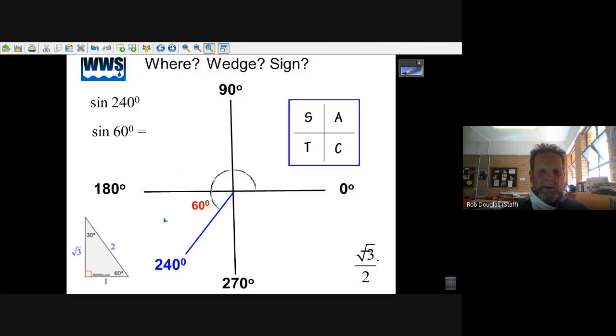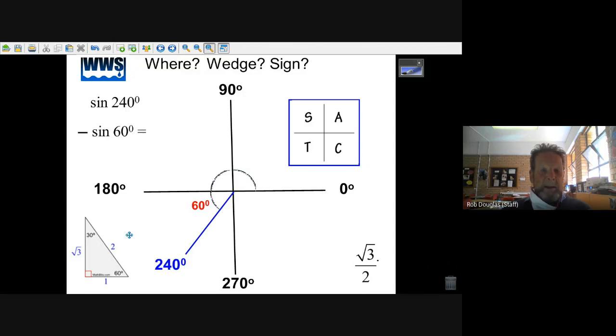We figured out that in this quadrant, sine would be negative, using this, all stations to Cape Town or all students take calculus. Sine is positive in the second quadrant and the first quadrant, but it's negative down in the third and the fourth. So we know it's negative. So we know that sine of 240 degrees is equal to minus sine 60 degrees. Well, they give you a mark just for figuring that out: going to where it is, getting the wedge, the reference angle, and then getting the sign.